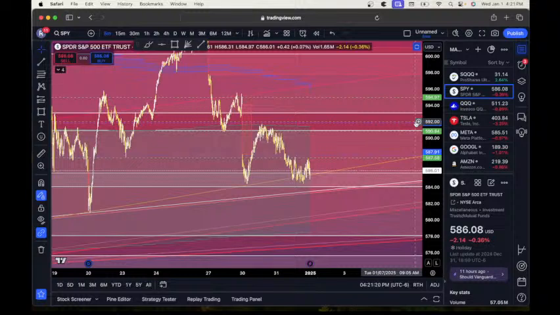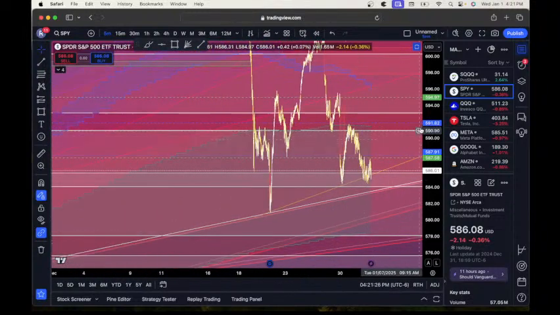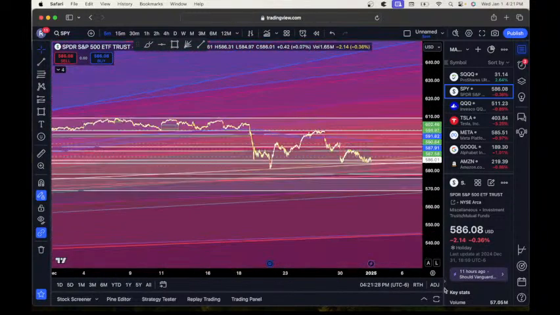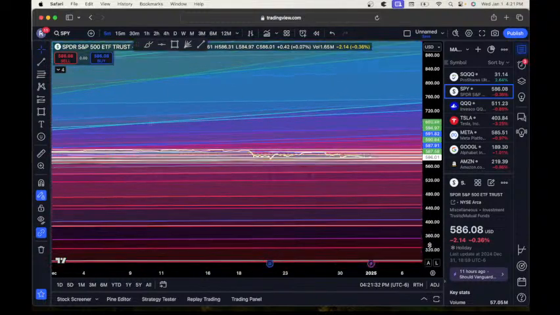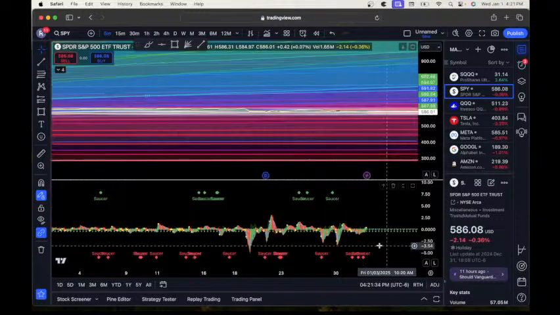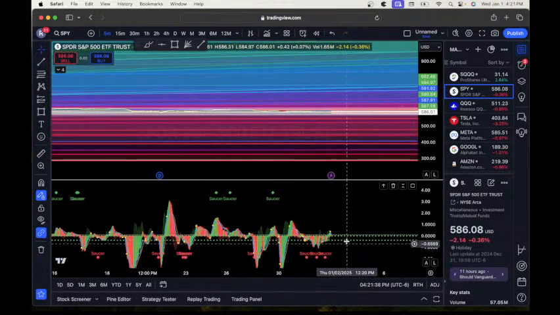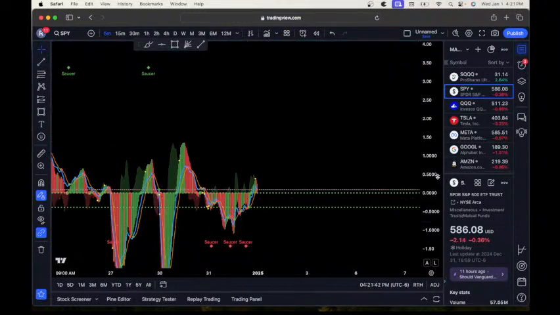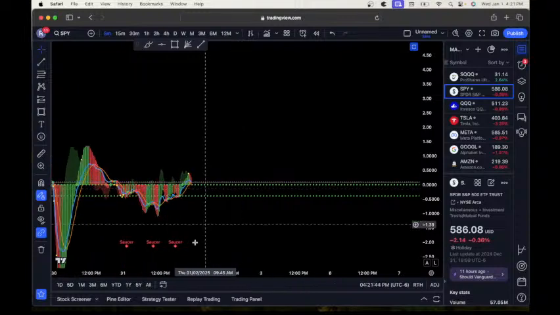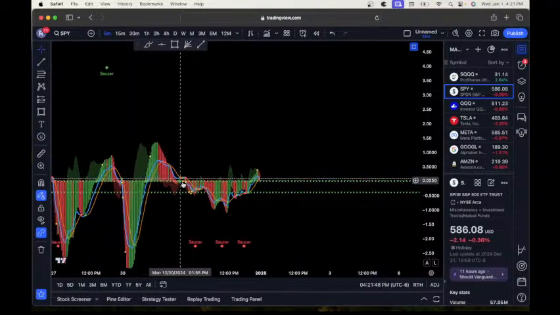So I got my 4-hour ribbons. Sometimes I look at this awesome oscillator. I almost tore that word up. But an awesome oscillator, and it looks kind of like this. And it's like a MACD almost. And it gives you different spots where the stocks cross up and down.